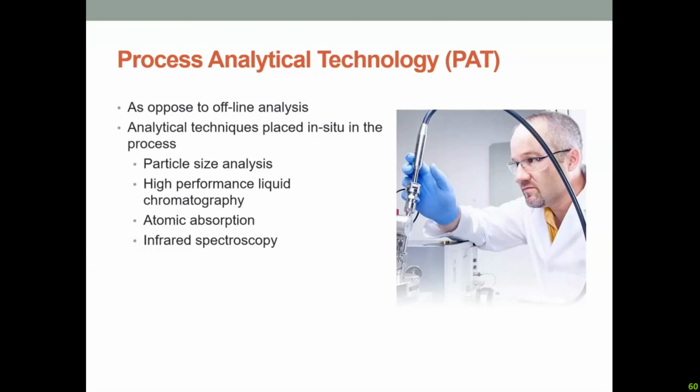PAT is process analytical technology where you've got your testing in situ in the process, so you're getting results instantaneously. The type of testing you can do with PAT is particle size analysis, high performance liquid chromatography or HPLC, atomic absorption or infrared spectroscopy. So all of those give you automatic, immediate results from your batch, so you can take more immediate action and potentially you will be able to make alterations to your critical process parameters to prevent any issues with your critical quality attributes. So in theory, you should be managing your process an awful lot better. You should be ending up with a lot less rejects or defects.